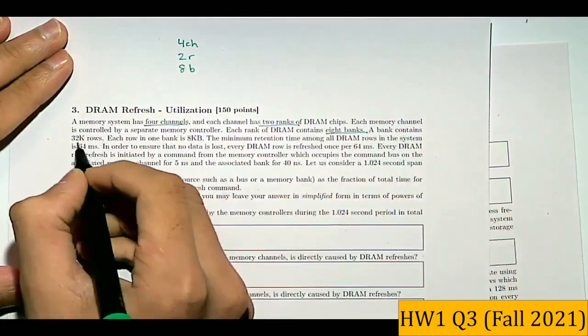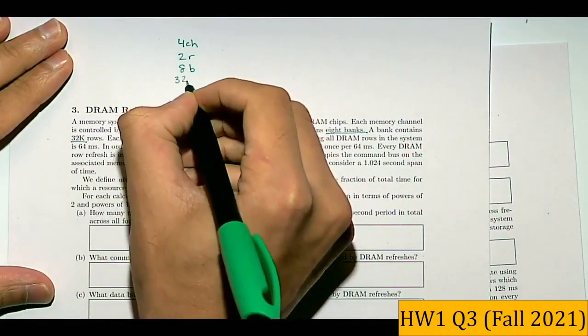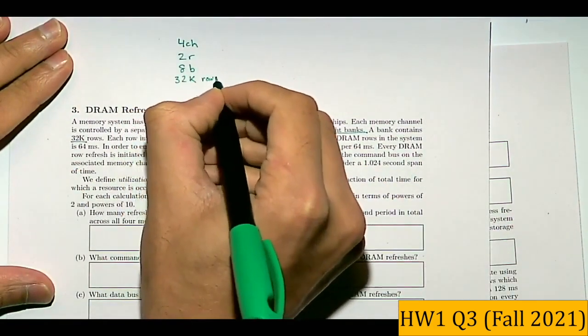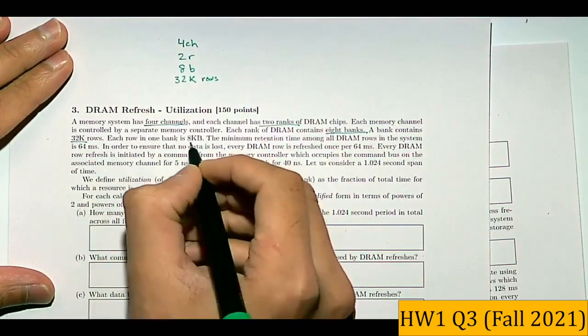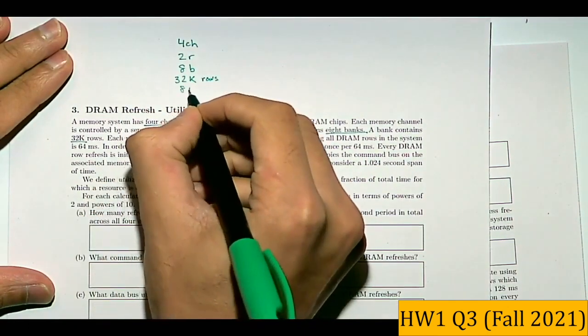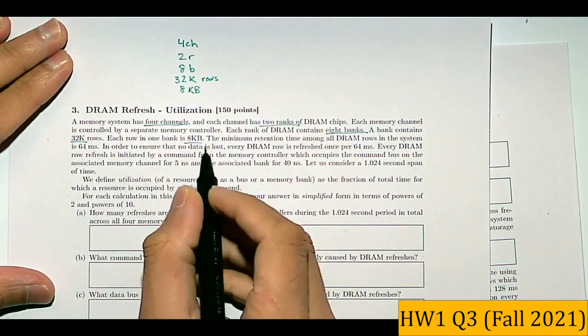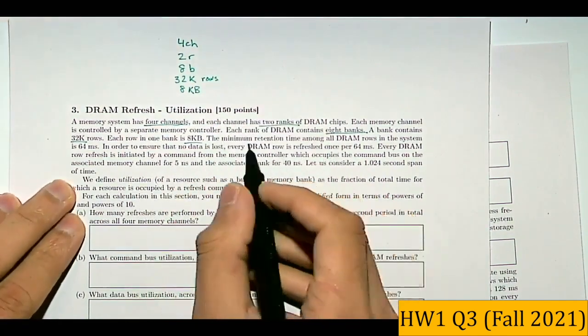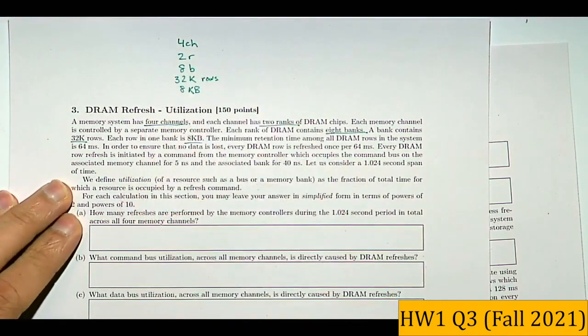And then a bank contains 32K rows. So we have 32K rows. And each row in one bank is 8 kilobytes, right? So we have 8 kilobytes. Okay, and then we start talking about retention time and stuff. But this is our configuration.